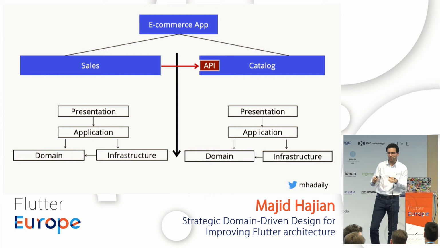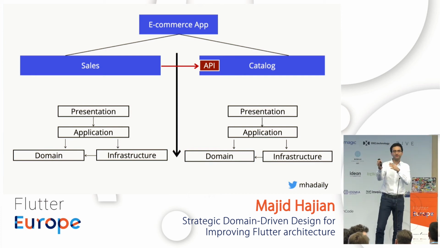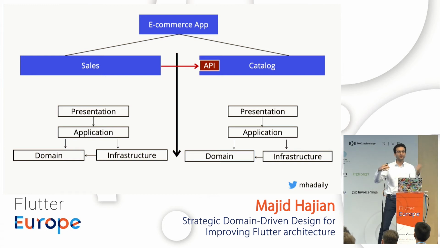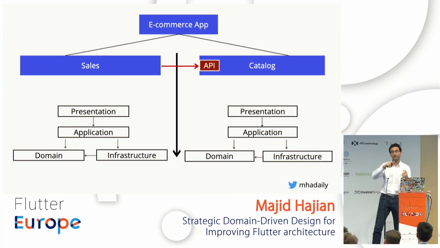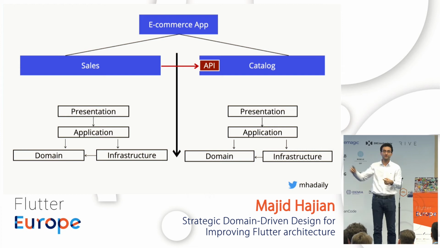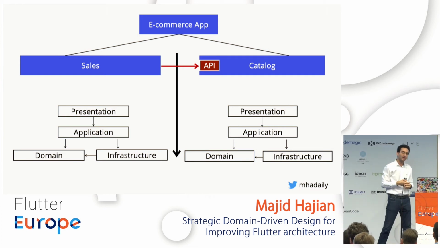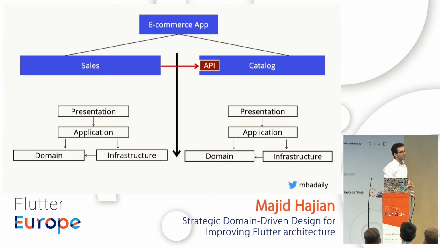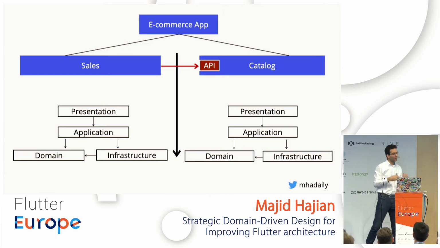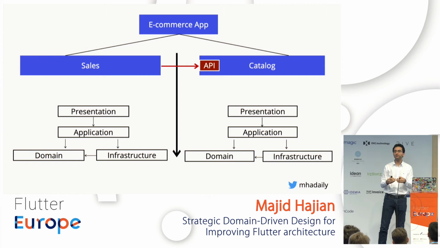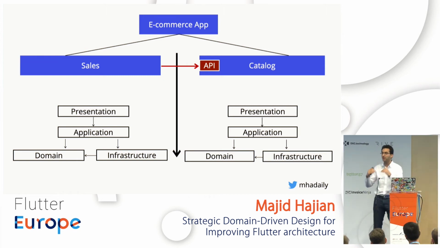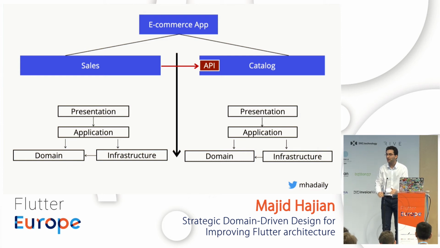But if I want to talk to each other, like get some data from sales or from catalog, like sales wants to get some data, how should I get it? Should I go directly to the infrastructure layer of catalog? That is what I suggest not to do. So if you want to do that, provide an API, a public API, which is not going to be changed, even though you are changing their layers in this subdomain.